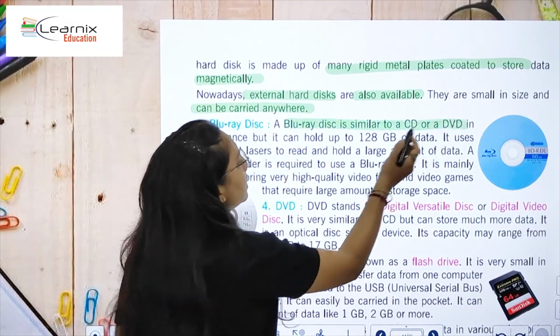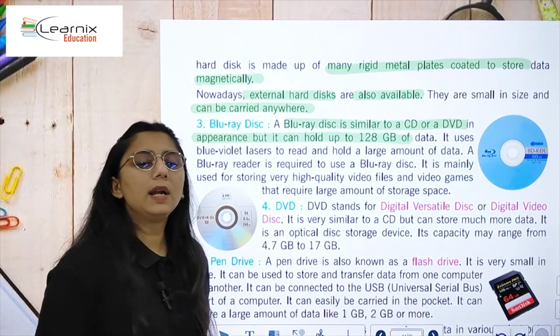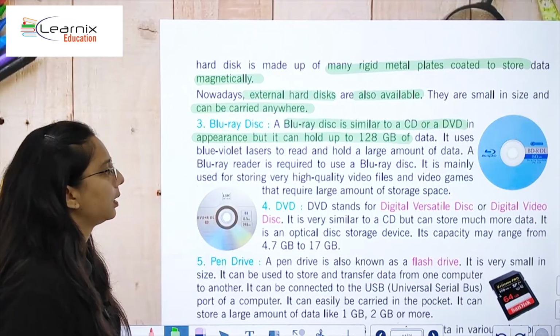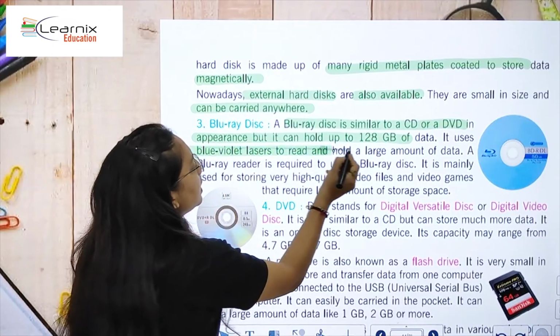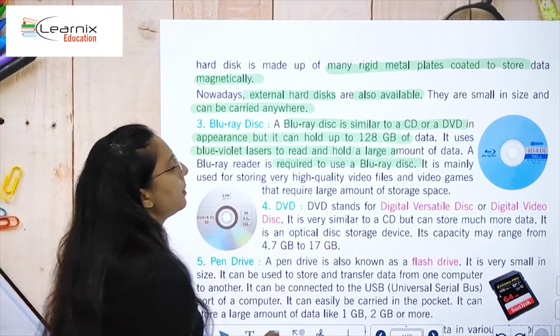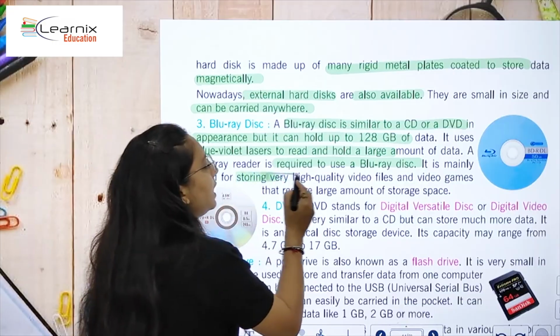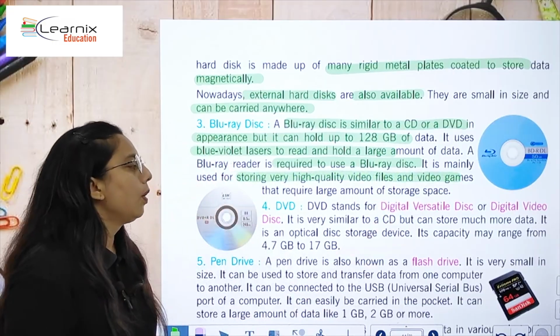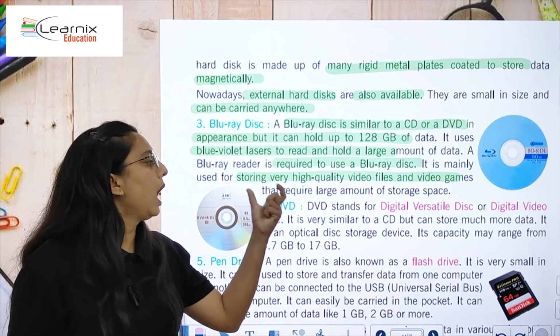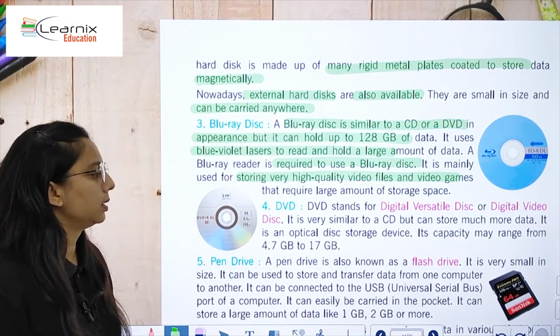A Blu-ray disc is similar to a CD or DVD in appearance, but it can hold up to 128 GB of data. It uses a blue-violet laser to read and hold a large amount of data. It is mainly used for storing very high quality video files. You store high quality video files and games with the help of Blu-ray.